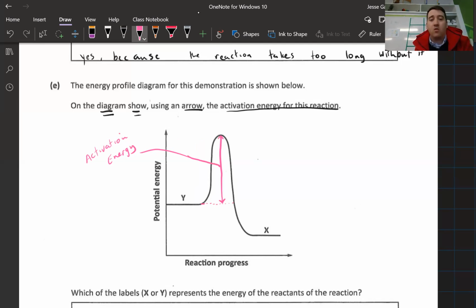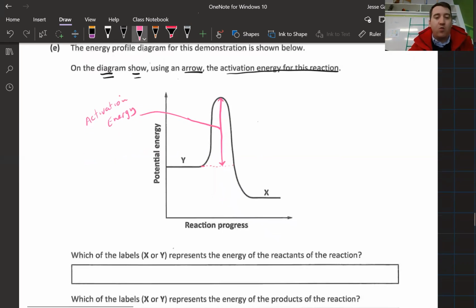So either one of them is okay, but this here just pointing at the top of the hill, that's not really showing the activation energy. It's showing the maximum energy. It's showing this is the level of energy you've got to get up to, but it's not showing that the activation energy is from the reactants up to the top of that hill.